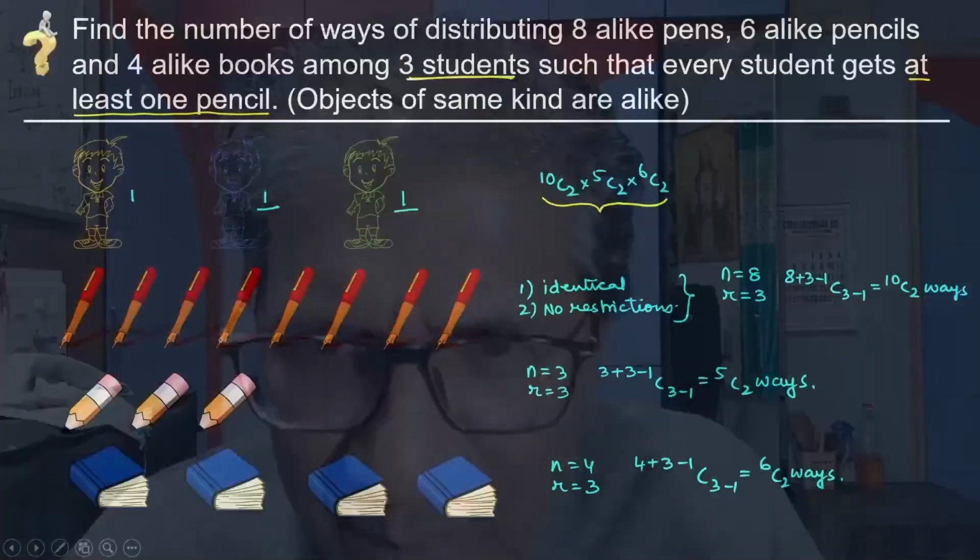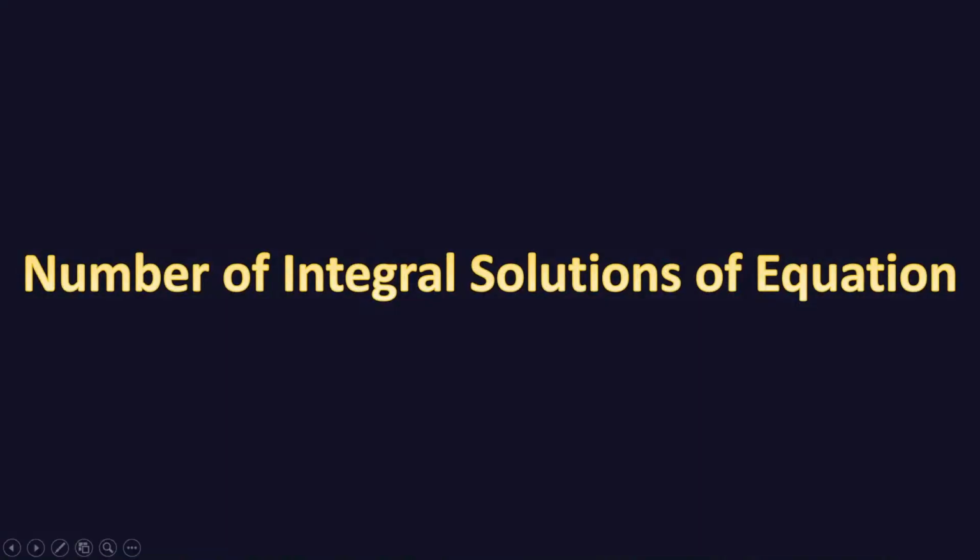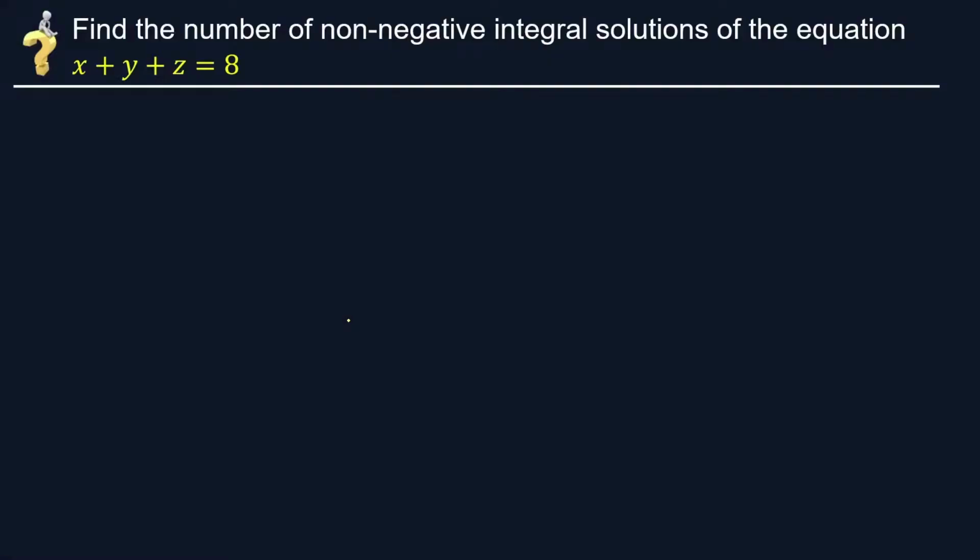Absolutely? Okay. So let's extend our discussion, whatever we have learned right now, in finding out the number of integral solutions of equations. Let us try to understand it with the help of an example. Say this question: find the number of non-negative integral solutions of this equation. The equation given to us is x + y + z = 8. There are 3 variables, x, y, and z. All these 3 variables are going to take non-negative integral values.